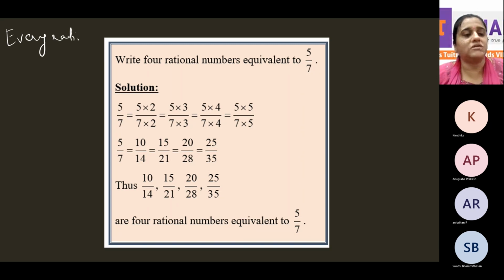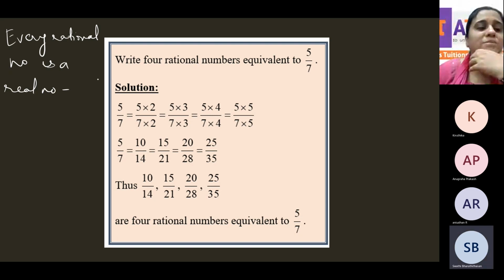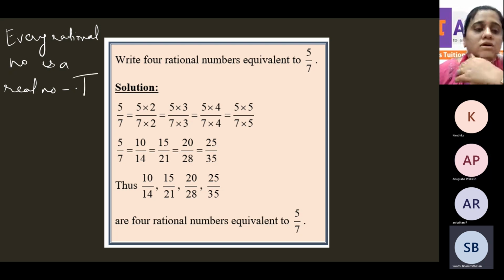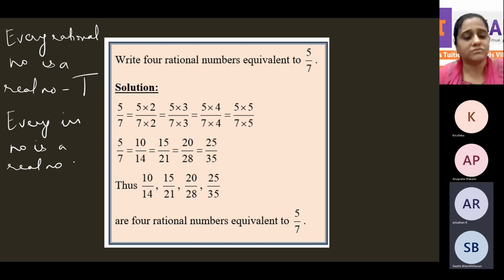Every rational number is a real number. True or false? Online, true or false? Every rational number is a real number. True, ma'am. True. Every irrational number is a real number. True, ma'am. True. Yeah, every irrational number.